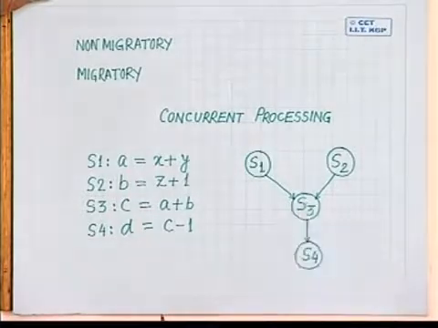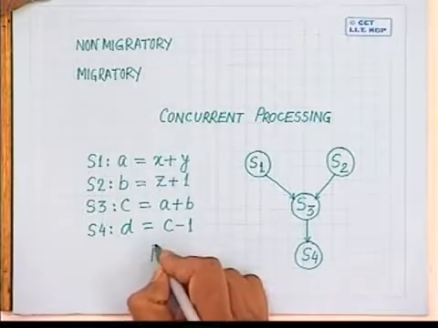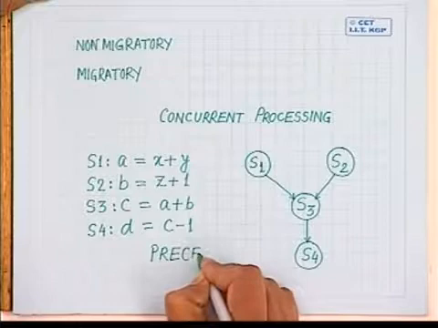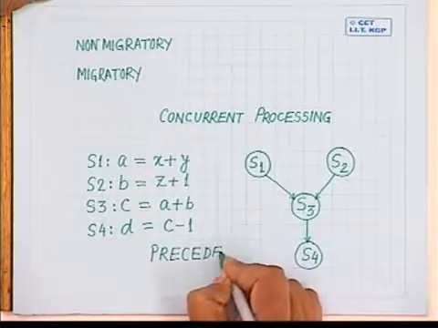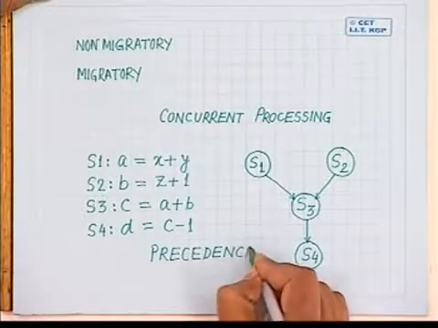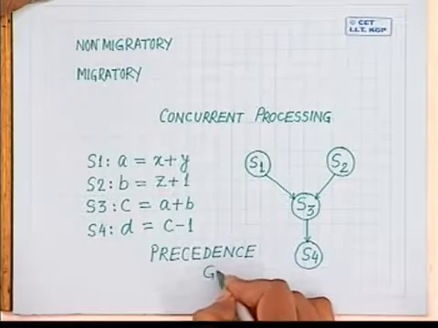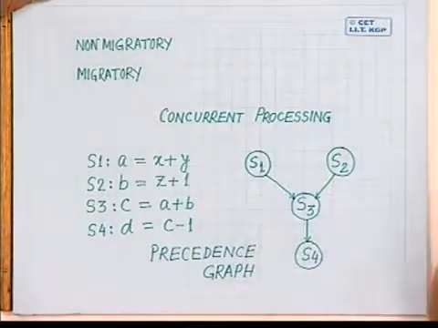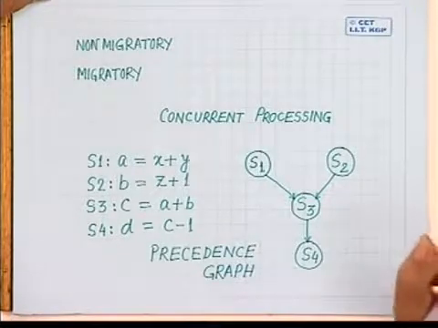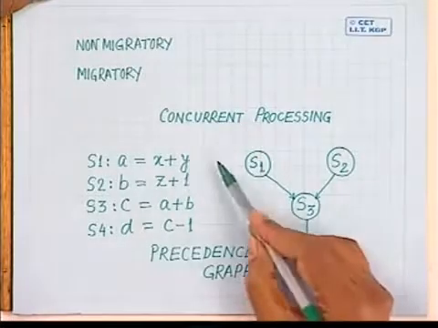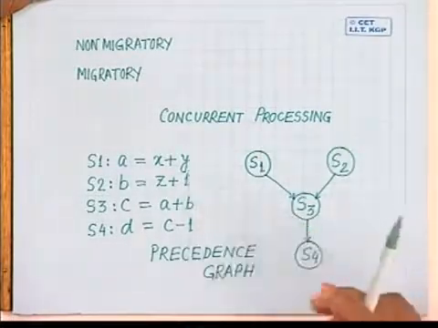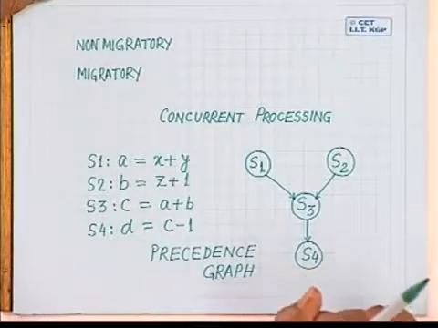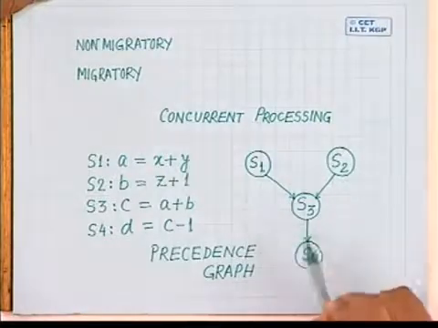And such a type of graph is called a precedence graph, because it tells us what is the precedence relationship among the different subtasks of a given task. So this precedence graph we have constructed with the help of this simple example. Now let us see a formal way in which we can study different subtasks of a given task, and we can find out the precedence relation among those subtasks.